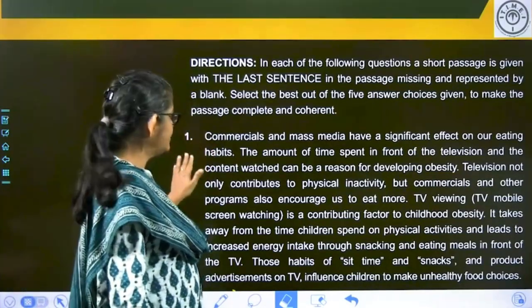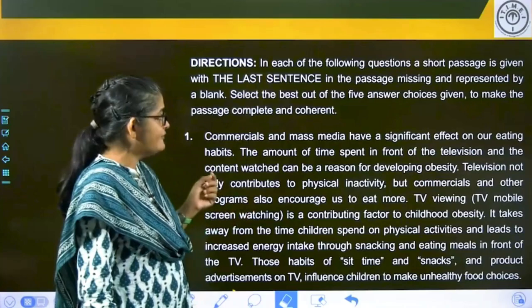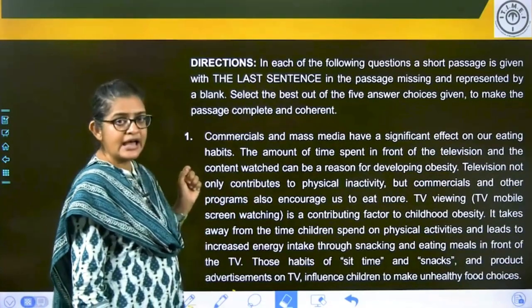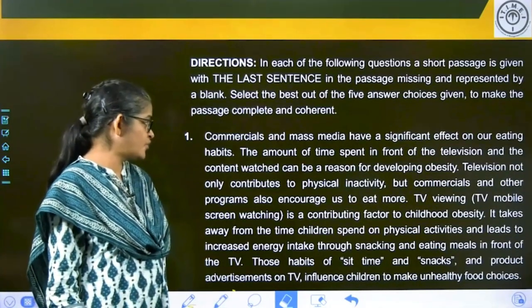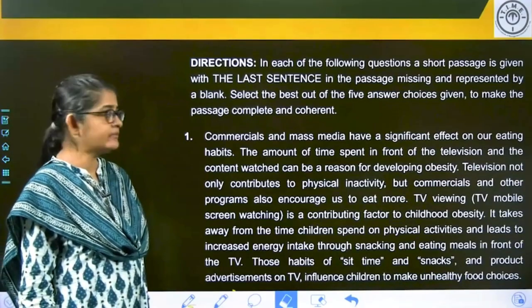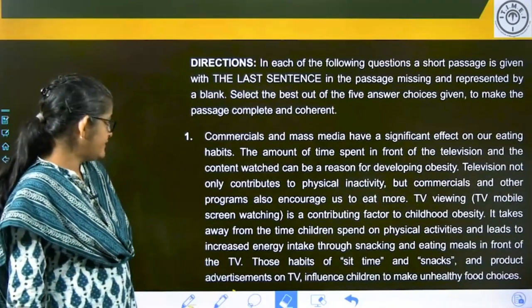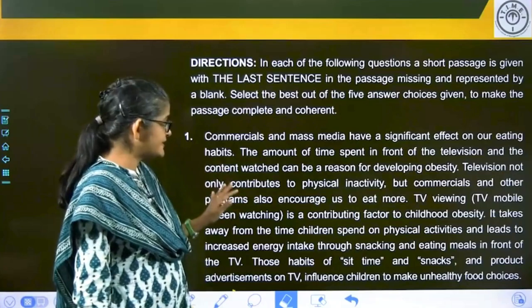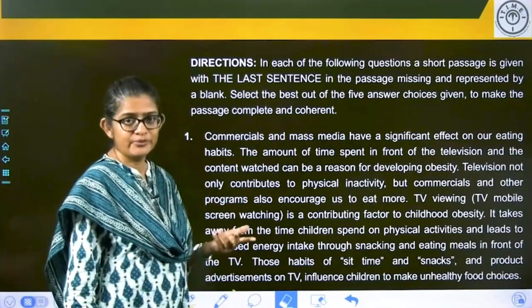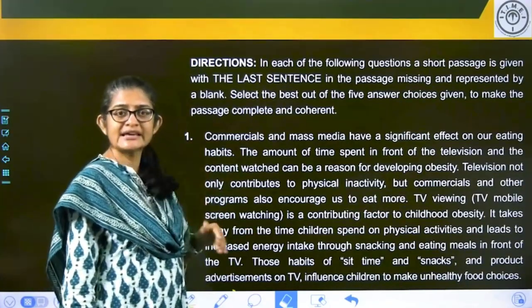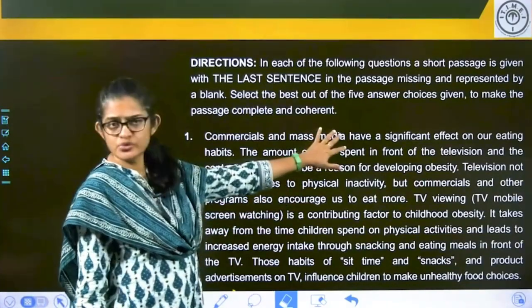Let us read this. Commercials and mass media, commercials means advertisements, okay, have a significant effect on our eating habits. The amount of time spent in front of the television and the content watched can be a reason for developing obesity. Obesity, you know, right? The problem of being overweight. Television not only contributes to physical inactivity, but commercials and other programs also encourage us to eat more. Right? Television advertisements keep asking us to eat a lot of things, not necessarily healthy food. So, these all contribute to obesity.